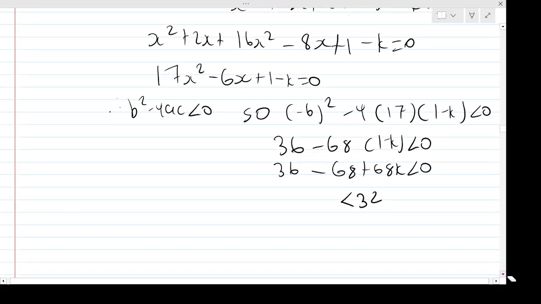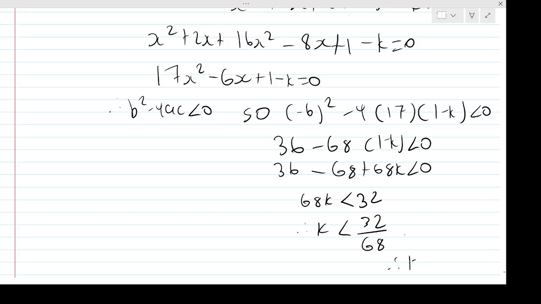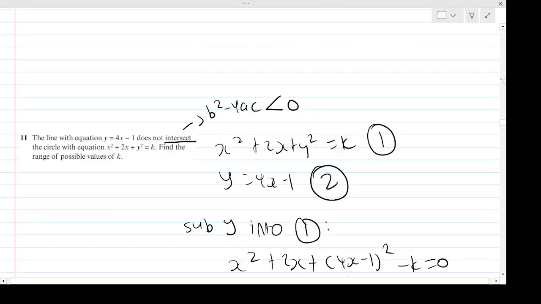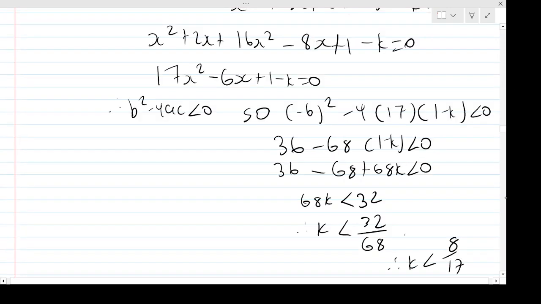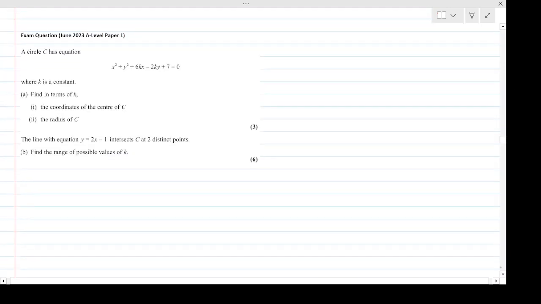And that's 68k there, okay? Therefore, k is less than 32 over 68, okay? Does that simplify? It should do, right? Yes, k is less than 8 over 17, okay? And there we are. That's my range of possible values of k. Great. Okay, so let's have a look at some exam questions then.